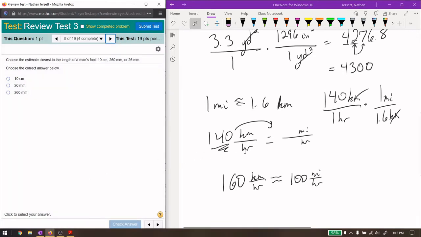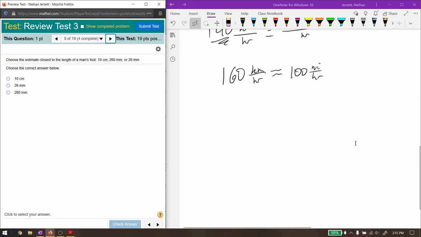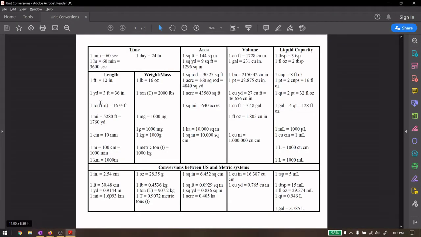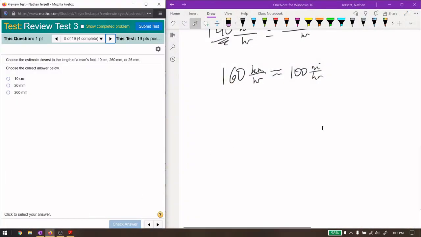All right, 10 centimeters. Estimate the closest length of a man's foot. Well, a man's foot is about a foot long, which is 12 inches. And inside of a foot there is, let's see, you can look here. 1 foot is about 30.48 centimeters. So 1 foot is approximately 30.48 centimeters.